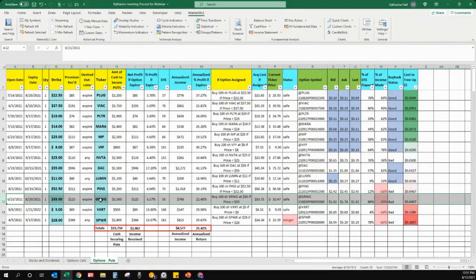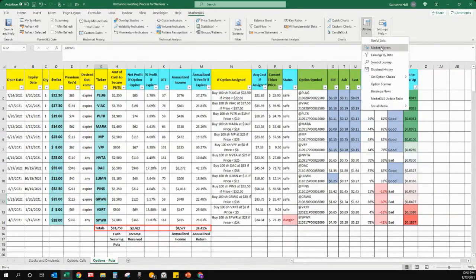And so if I'm at the point where I want to look at options to roll it, I can definitely look in my broker software, that kind of thing. But this is kind of a cool thing that I can do on MarketXLS. I can just highlight the ticker and go up here to Utilities, Options Scanner.